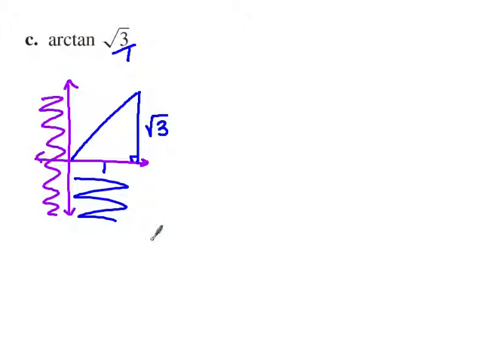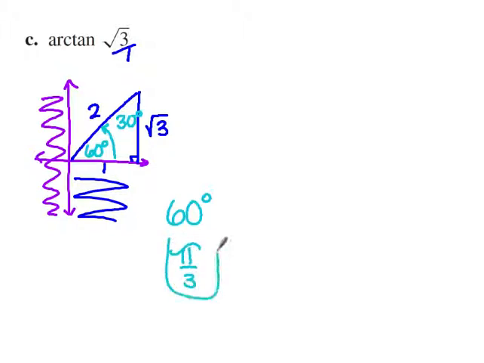Okay? And so the hypotenuse here would have to be 2. So this is a 30, 60, 90 triangle. Remember, in a 30, 60, 90 triangle, the 30-degree side is always opposite the 1, or the 1/2. So the root 3 is actually opposite 60 degrees. So my angle will be measured from the terminal side up. So it's 60 degrees, which is equivalent to pi over 3. Okay.